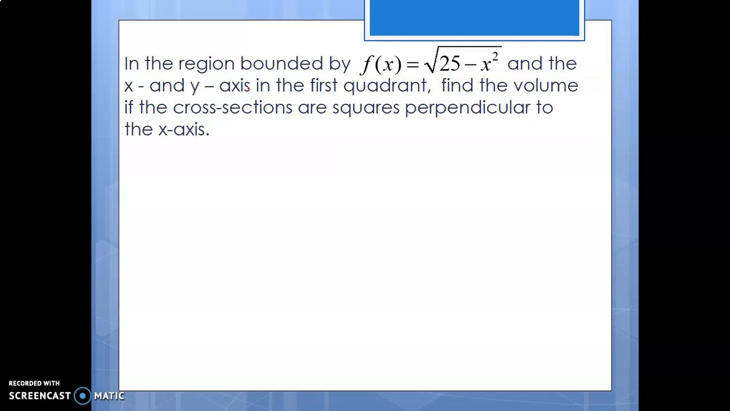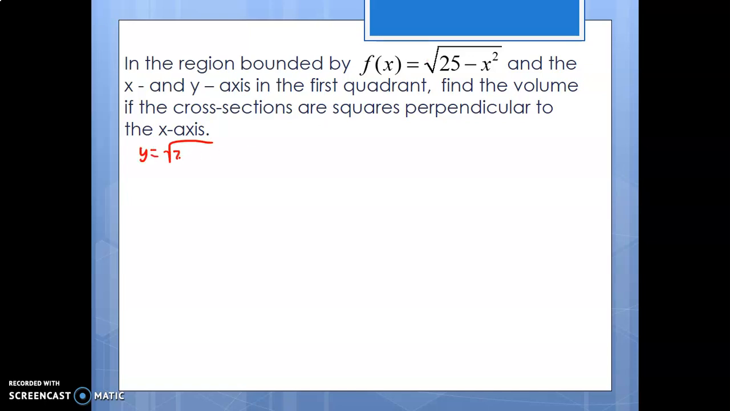So let's take a look at this first one. In the region bounded by f of x equals the square root of 25 minus x squared and the x and y axis in the first quadrant, find the volume if the cross sections are squares perpendicular to the x-axis. All right, so let's draw a picture and figure out what we're even talking about.